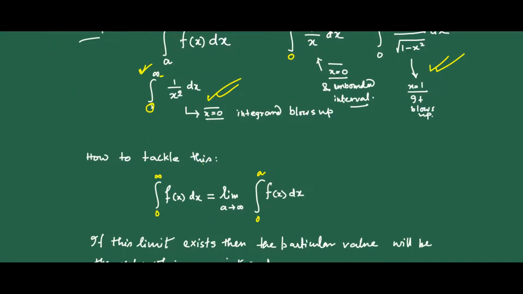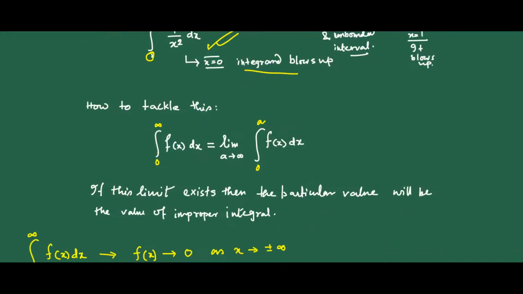And if we do the integration from 0 to infinity of 1 over x squared dx, at one of the limits, x equals 0, it blows up, and also it extends up to infinity. It's an improper integral.